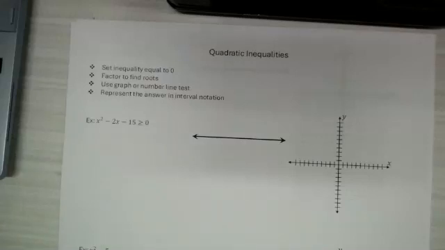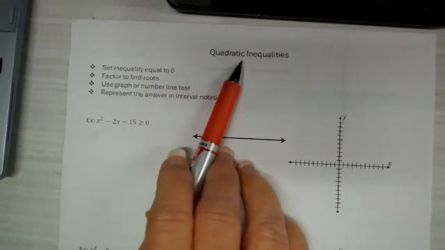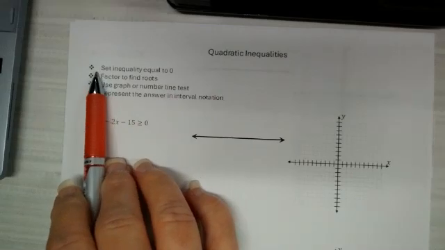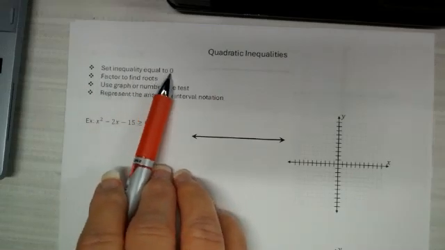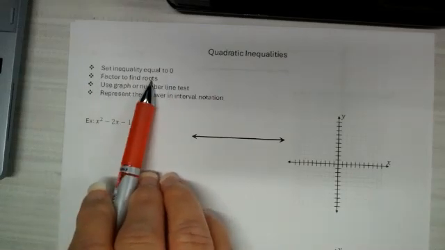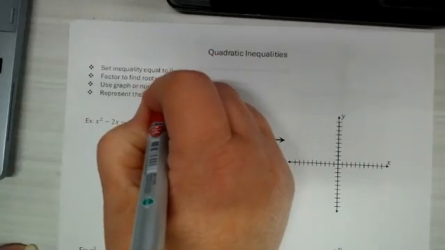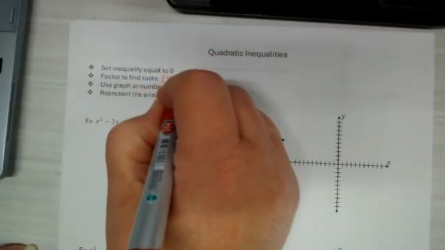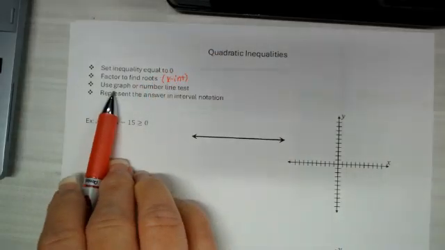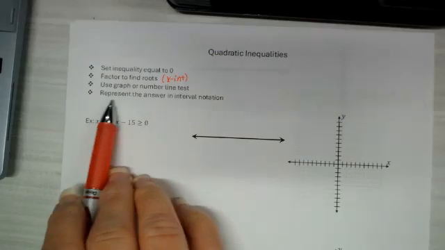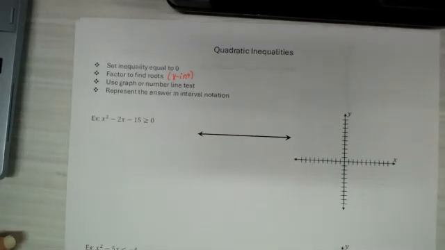In this lesson, we're going to solve quadratic inequalities. So here are our steps. We're going to set the inequality equal to 0. Then we're going to factor to find the roots. Remember, roots are also x-intercepts. They're going to come in handy. Use a graph or a number line test and represent the answer in interval notation.